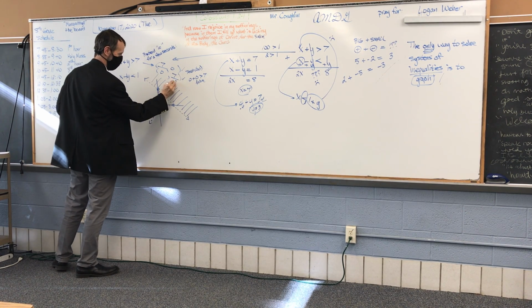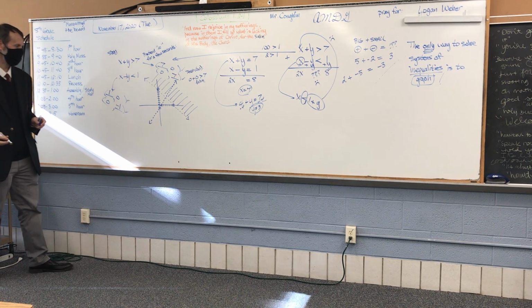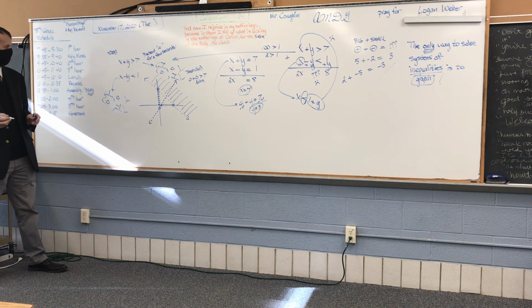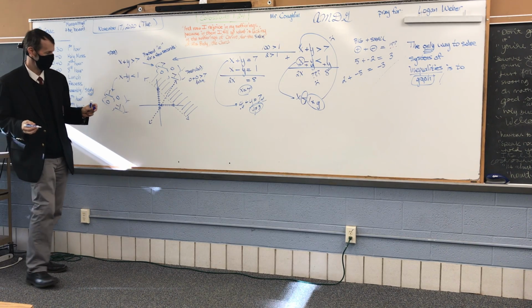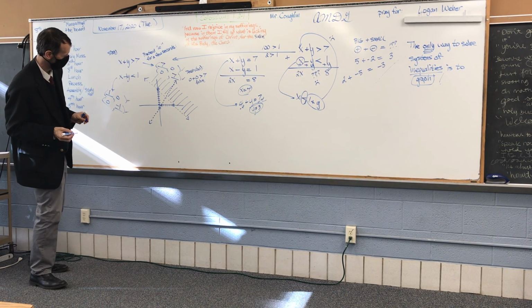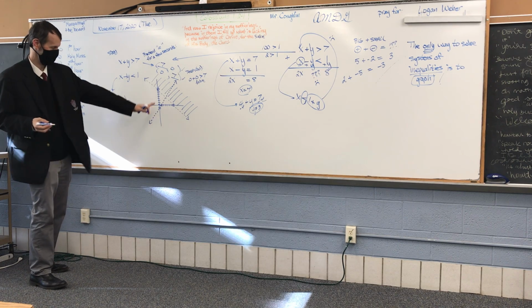Trying to make it dark enough so you can see. And which way is shade? How do you find out? You have to test. Test a point. Can you use 0, 0 again? Yes, as long as it's not on the border, it should be okay.